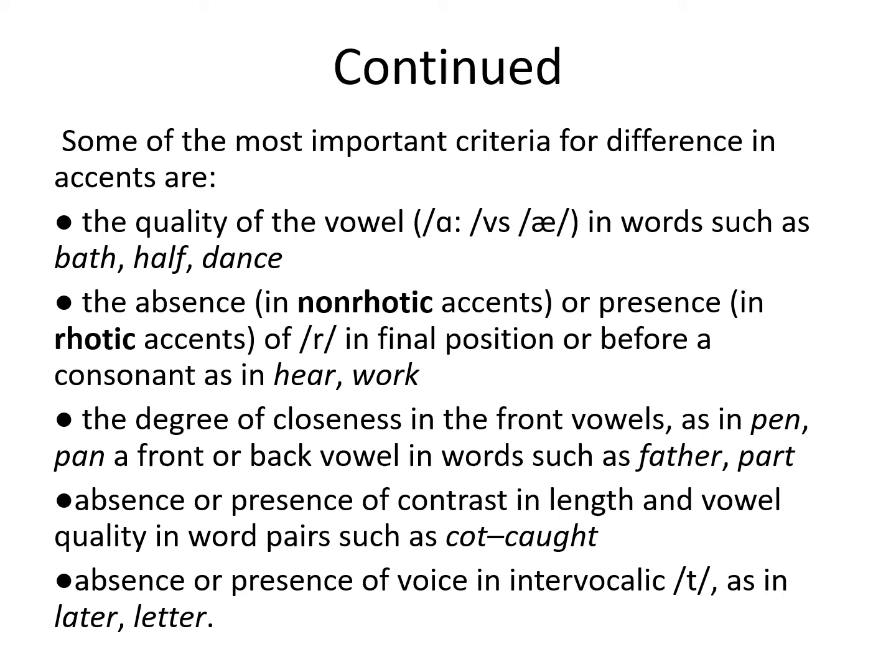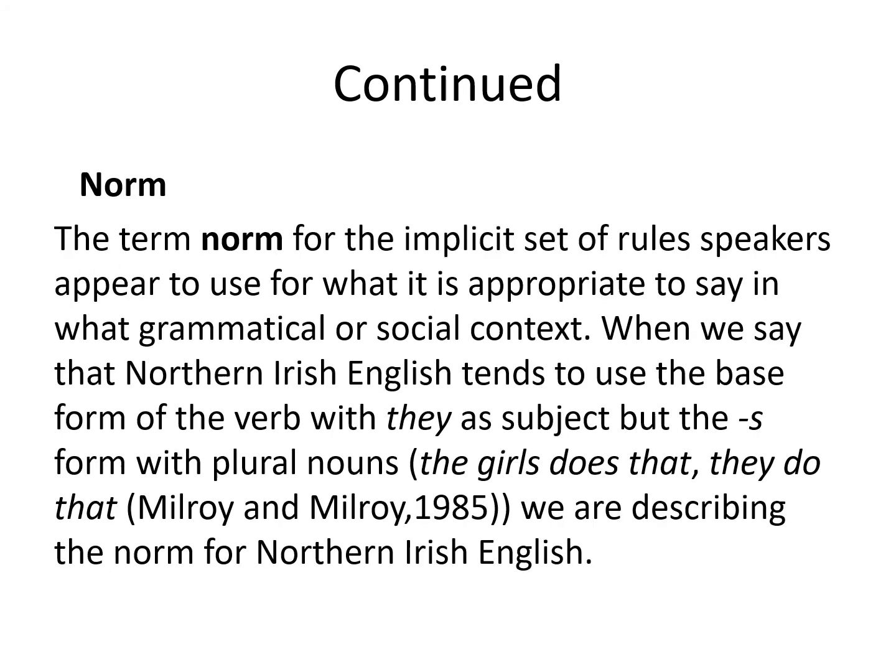Next, there is a degree of closeness in the front vowels, as in pan, or front or back vowels in words such as father or part. Next is the absence or presence of contrast in length and vowel quality in word pairs such as caught and caught. Next, there is the absence or presence of voice in intervocalic t, as in later or letter. These are also different in both varieties.